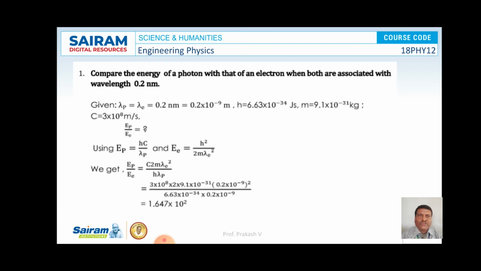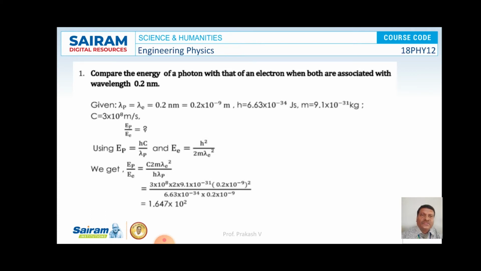So using the equation, EP is equal to hc by lambda p and EE is equal to h square by 2m lambda e square. So we can calculate EP by EE as c square m lambda e square by h lambda p, that is c into 2m lambda e square by h lambda p, that is what the EP by EE value. So substitute the value of c, m, lambda e, h and lambda p here.